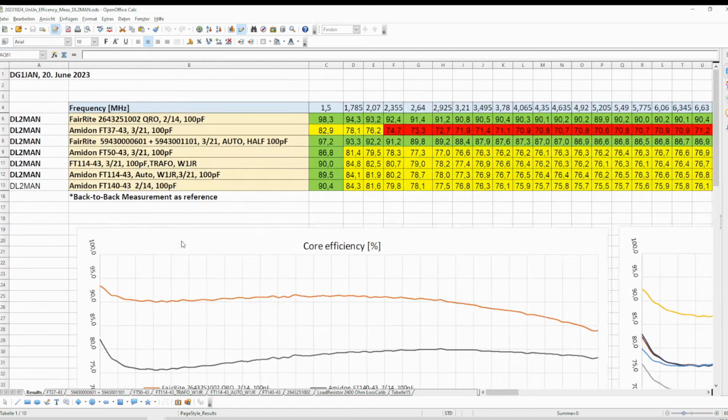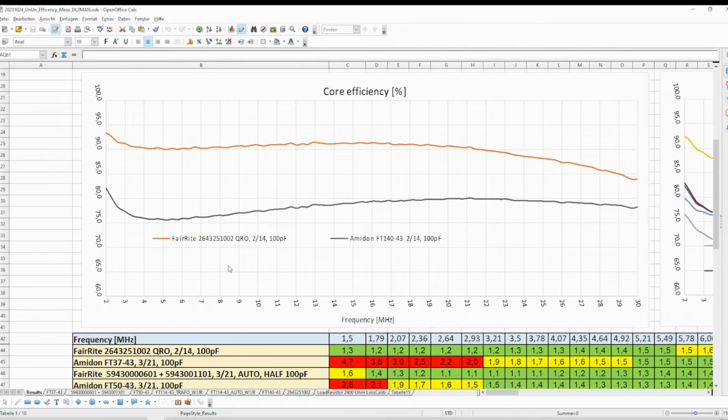First, let's start with the high power parts. This was the first core, the Amidon FT140-43, 2 in 14 turns. The first one, I told you, you can see the curve. It starts at 80% at about 2 megahertz, goes down to like 75% around 5 megahertz, and rises again to about 80% at around 21 megahertz and so on. And as you can see, the Fair-Rite, the bigger one, the last one I measured, that was on the Uniform O1 PCB, the one that Colin was suggesting, in comparison to that, is way higher in efficiency.